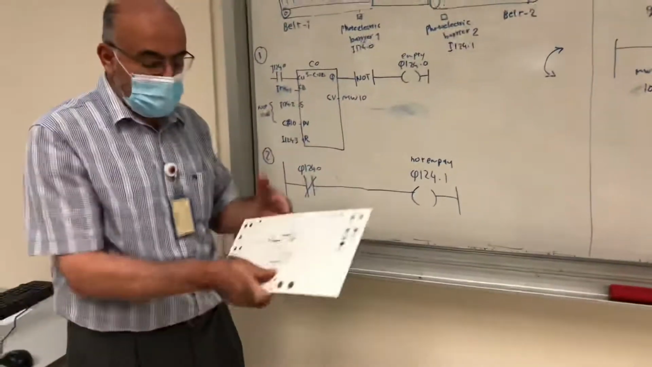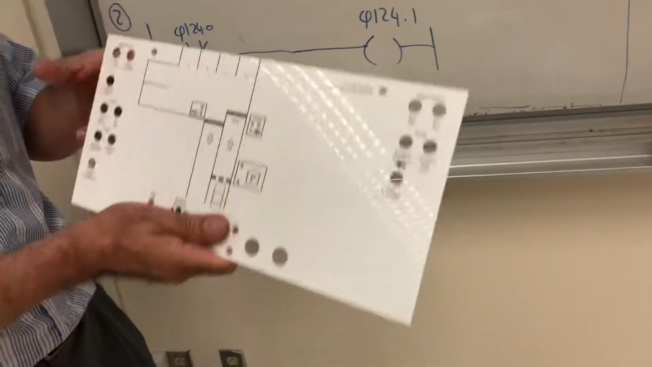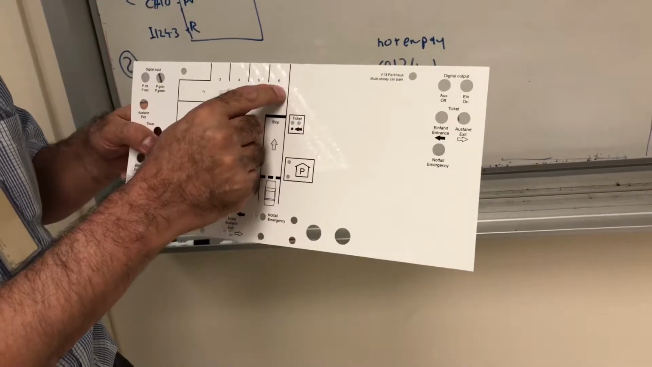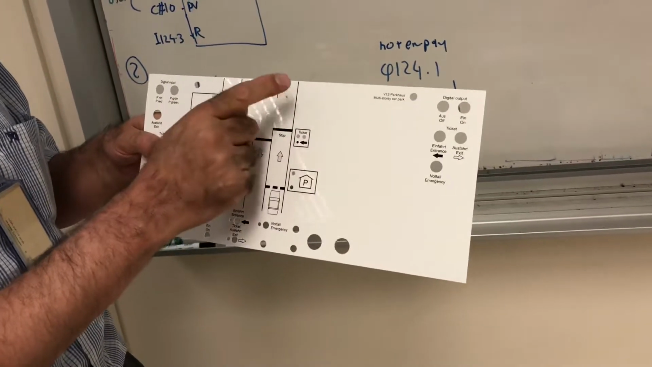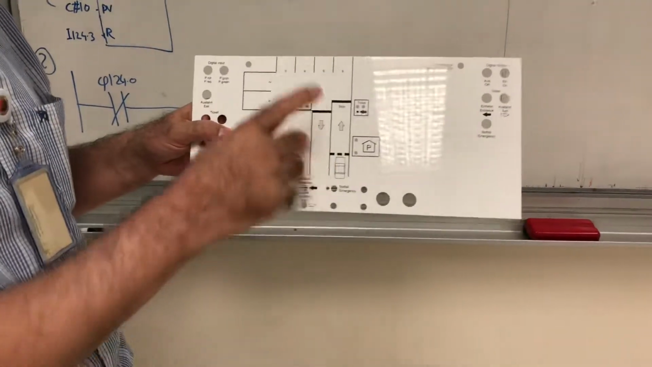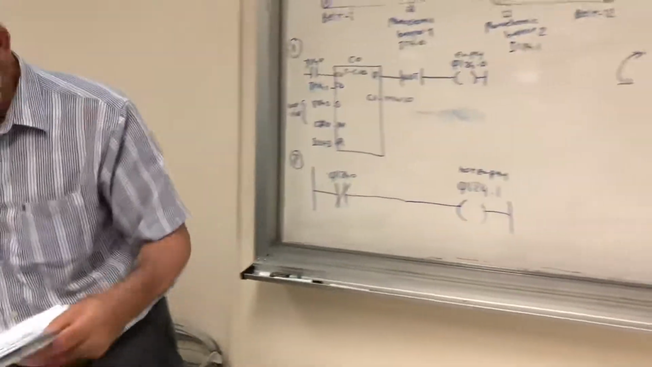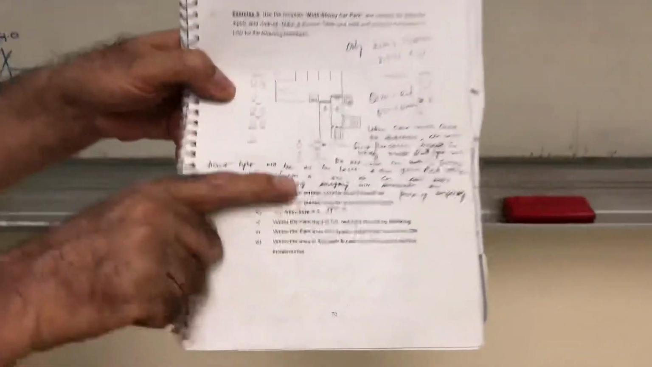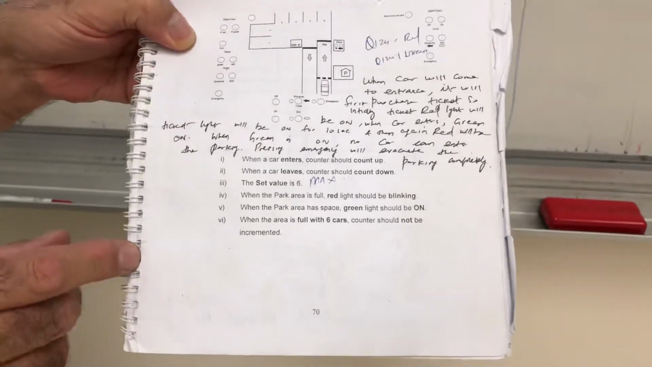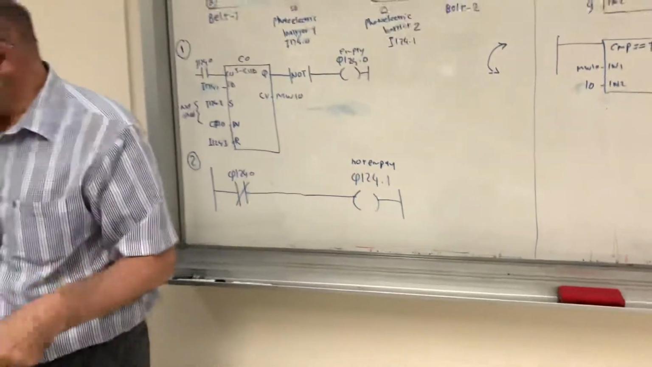If the number of cars in the area is less than 6, then the green lamp should indicate there is a space. If it reaches 6 or more, then the indicator should be red, saying that no space is in the car park. Also, we need to prevent the counter from counting when it comes to 10. The rules are here in this book in the lower part; these are all 6 rules. This is good enough to explain the requirement. This is the last exercise in experiment 7. Thank you.